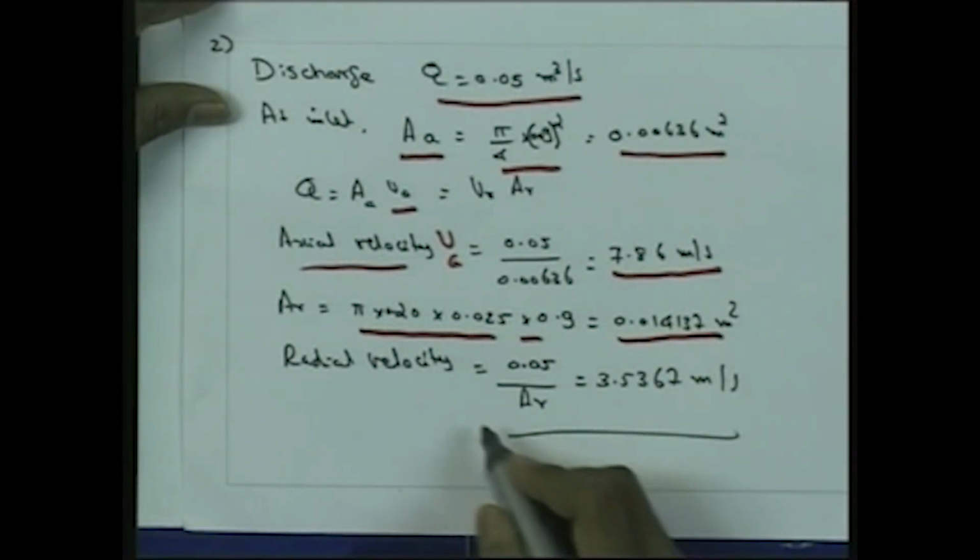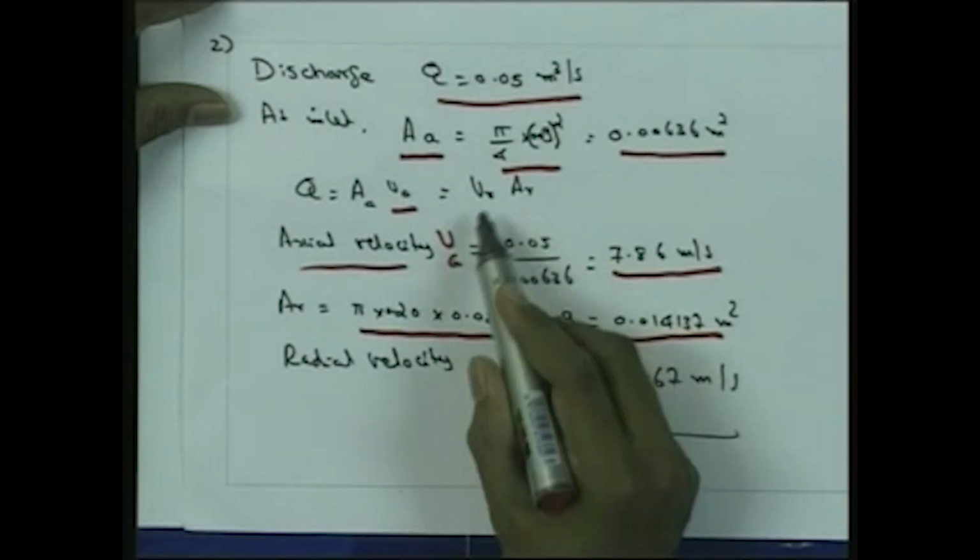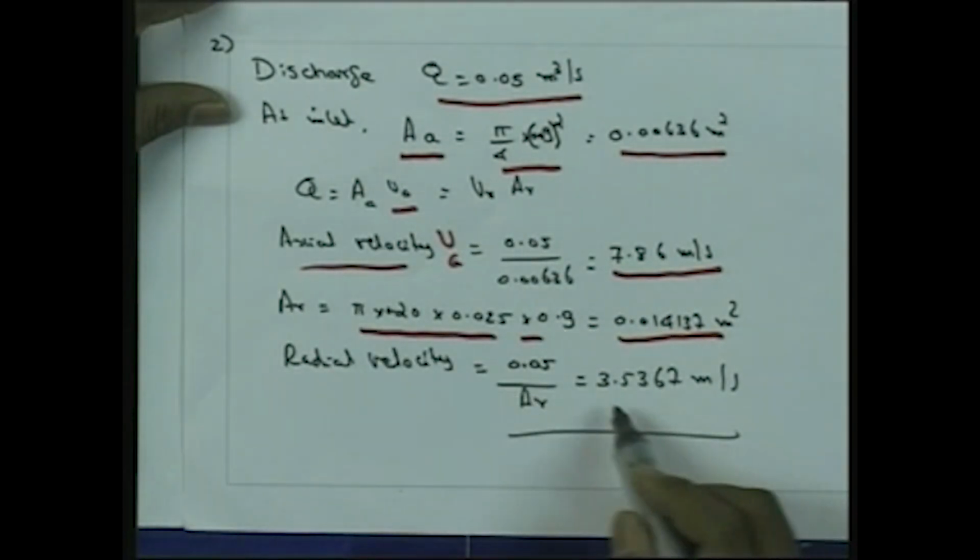So from that we can get the radial velocity is equal to Q by AR, which is equal to 3.5367 meter per second. So like this we can use this integral approach of the continuity equation, or the conservation of mass, to solve various examples. The conservation of mass, or the continuity equation, is one of the basic equations used in all fluid flow analysis. So this is the integral form. Now we will be discussing the differential form later.